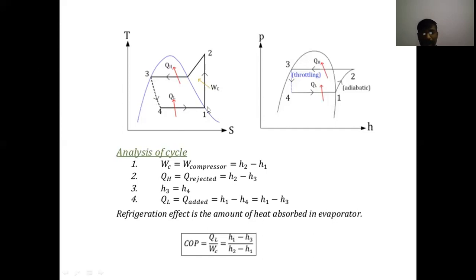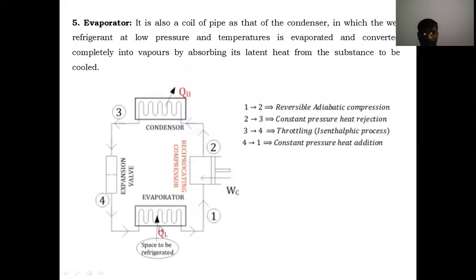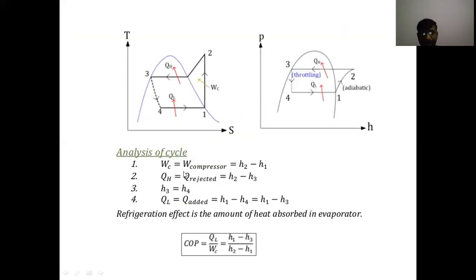Coming to 4 to 1. What is 4 to 1? 4 to 1 occurs in the evaporator, in which at constant temperature and pressure, the heat is absorbed. At constant pressure, heat is absorbed from the required space. This is called the refrigeration effect here. QL is the refrigeration effect.